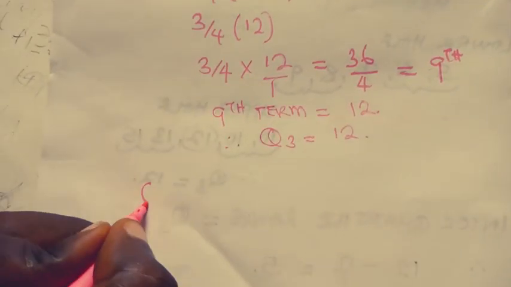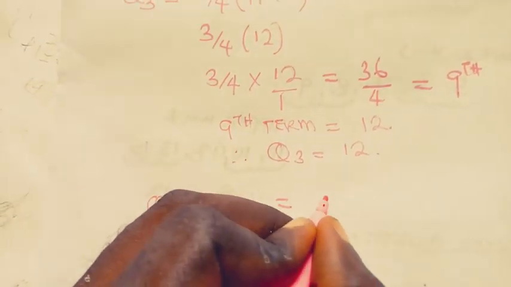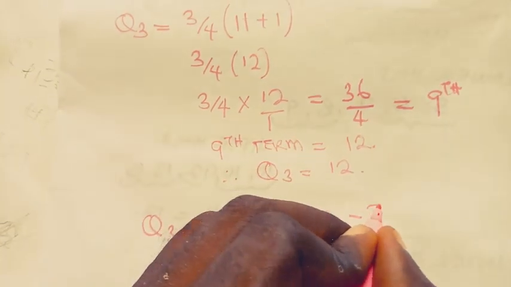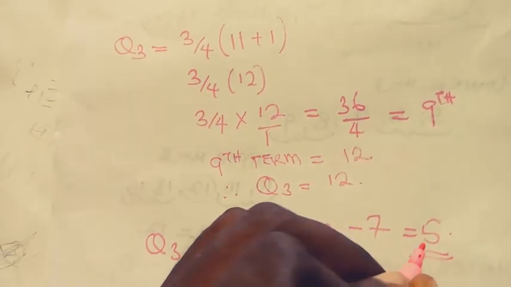Interquartile range again, Q3 minus Q1, is going to be 12 minus 7 equals 5.